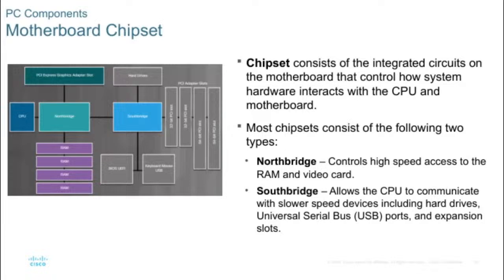Let's talk about the chipset, the set of integrated circuits on the motherboard that manage how all the system hardware talks to the CPU and the rest of the board. Most chipsets break down into two parts. First, the North Bridge, which handles high-speed connections like RAM and the video card. Then there's the South Bridge, which deals with slower devices, things like hard drives, USB ports, and expansion slots. Together, they keep everything running smoothly.